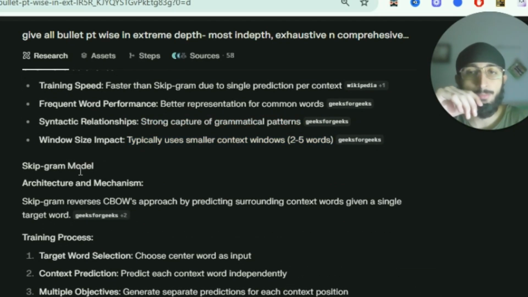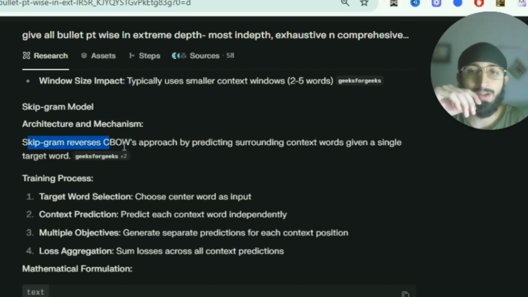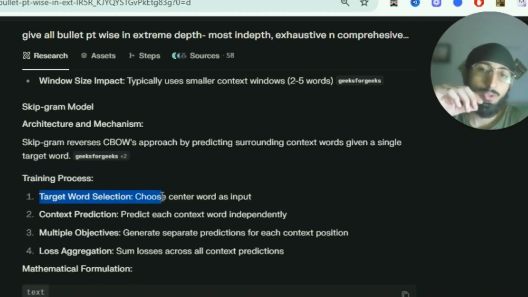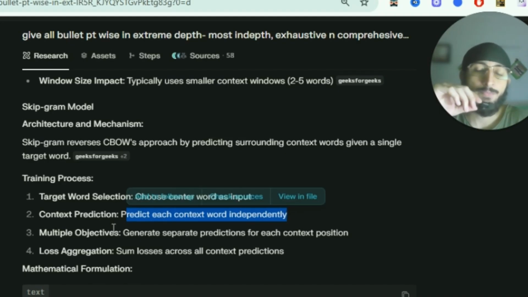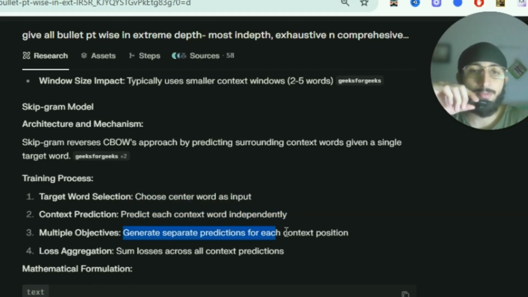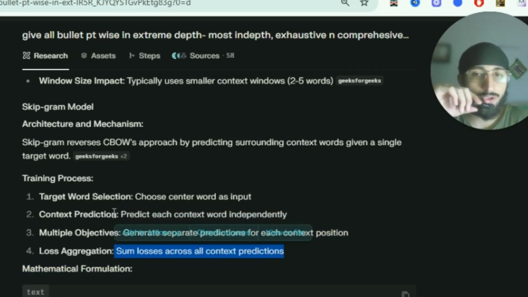Now we're talking about the skipgram model. So architecture and mechanism, skipgram reverses CBOW's approach by predicting surrounding context words given a single target word. Training process, target word selection, choose center word as input. Context prediction, predict each context word independently. Multiple objectives, generate separate predictions for each context position. Loss aggregation, sum losses across all context predictions.